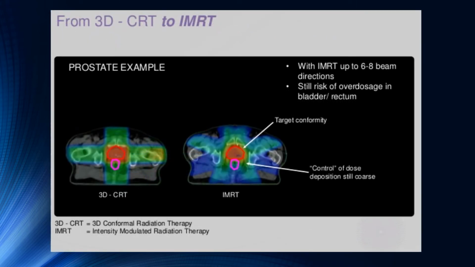Now let's see the same prostate plan example and compare it to a plan done using IMRT, intensity modulated radiation therapy. Now with IMRT, we can see that there are more beam directions, 6 to 8 beams. There is still a risk of overdosage in the bladder or rectum area. So there is not much control in the dose deposition.